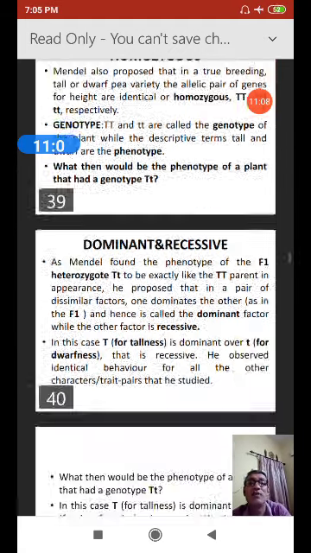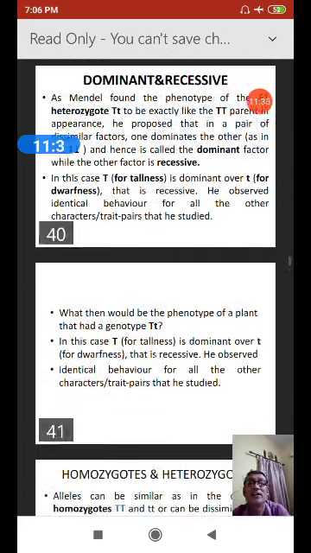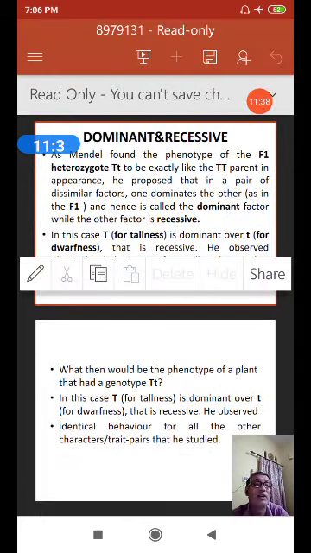Next came dominance and recessiveness. The phenotype of F1, capital T small t, is exactly like the capital T capital T tall plant in appearance. He said that in a pair of dissimilar factors, one dominates the other, hence it is called the dominant factor. The other is said to be recessive. In the case of capital T, tallness is dominant over small t, dwarfness. He observed identical behavior for all the other types of characters. What would you say is the phenotype of the plant that is capital T small t?